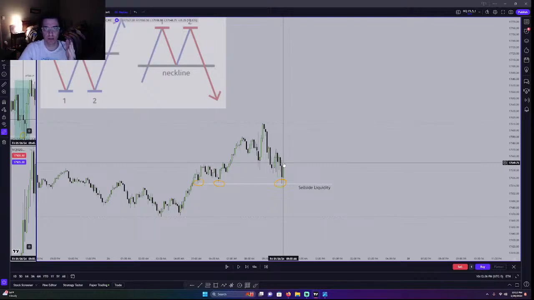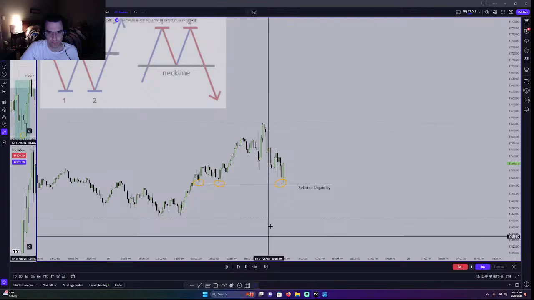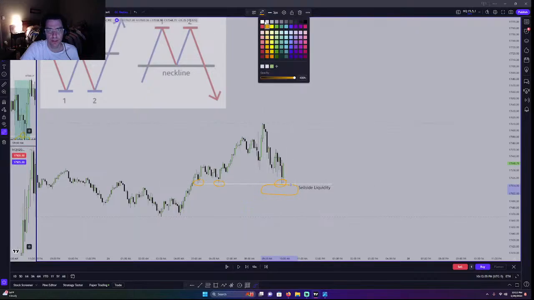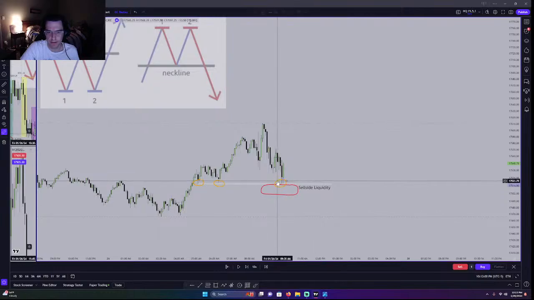Now everybody's going in, right? Where do they put their stop loss? If this is support, if this price is supporting, where am I going to put my stop loss? I'm going to put my stop loss right here underneath support, in red. That's where I'm going to have it.